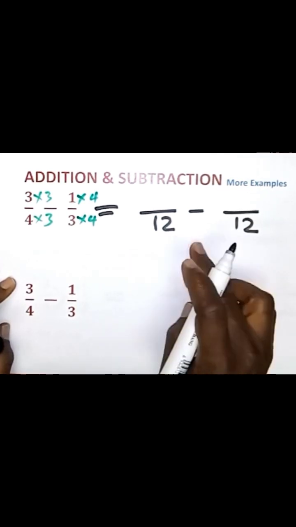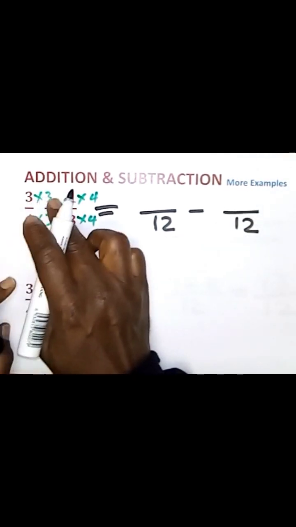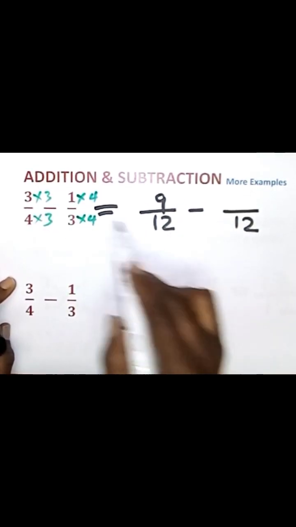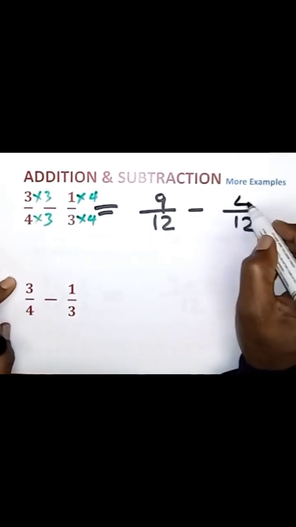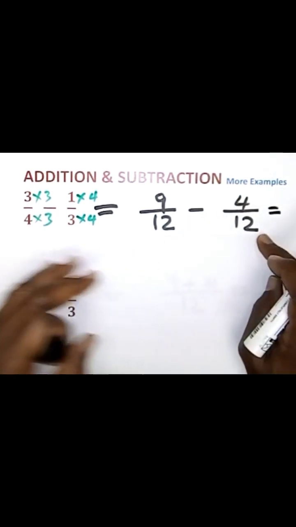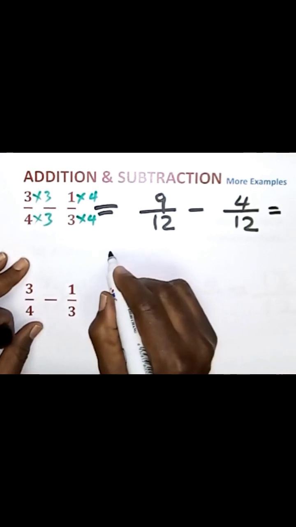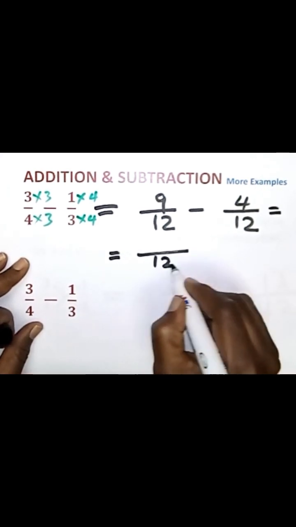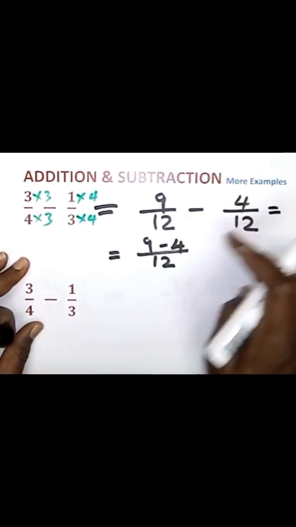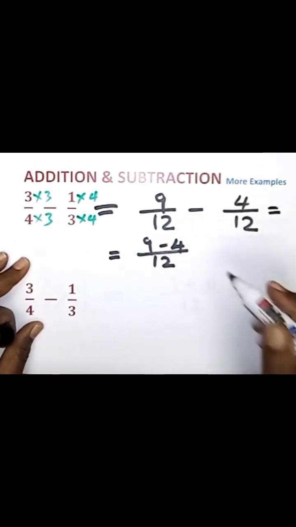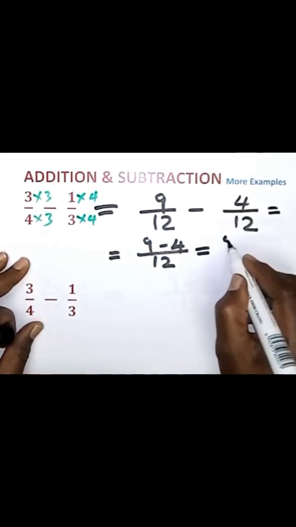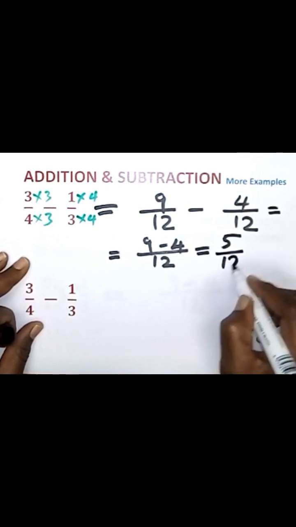So, for this new fraction, 3 times 3 here is 9 all over 12. And 1 times 4 is 4 all over 12. So since they have the same denominator, we can simply bring them together. 12, 9 minus 4. They now have the same denominator, so we bring them together. So that becomes 9 minus 4. And 9 minus 4 is 5 all over 12.